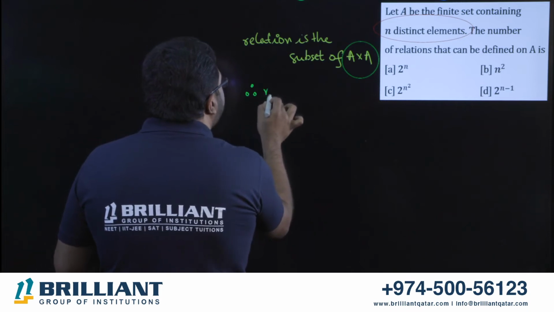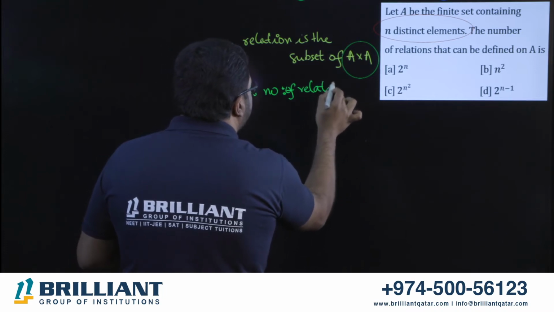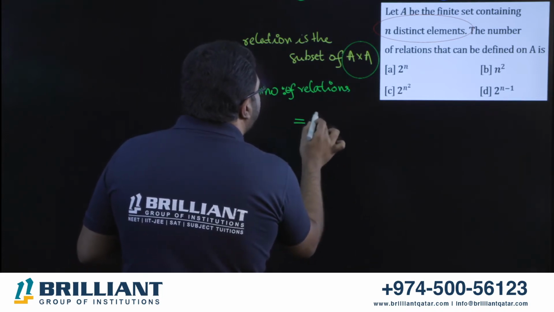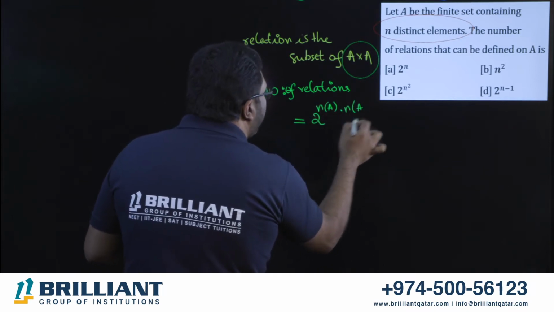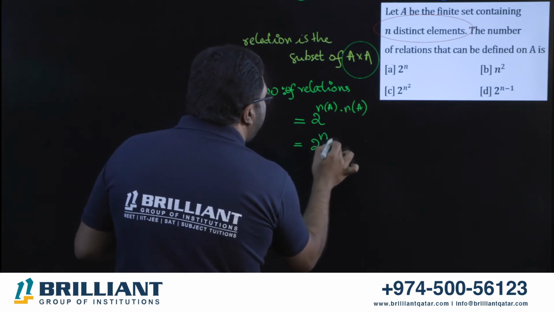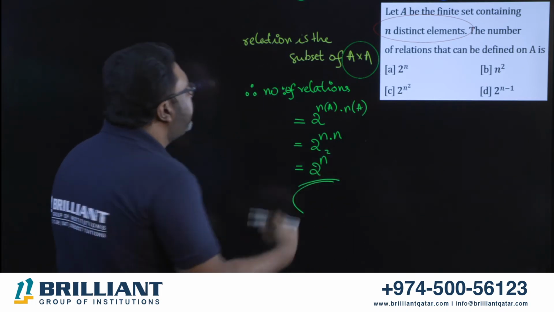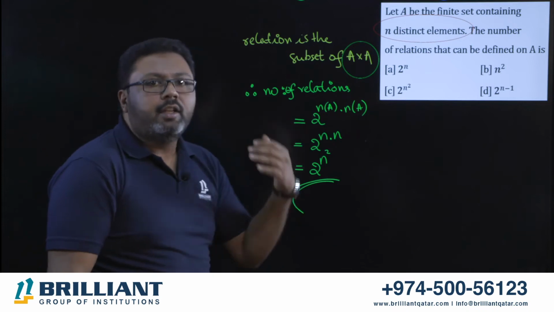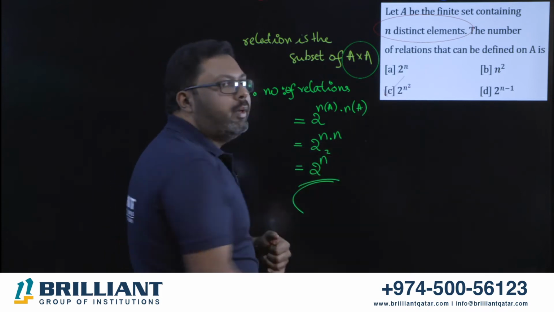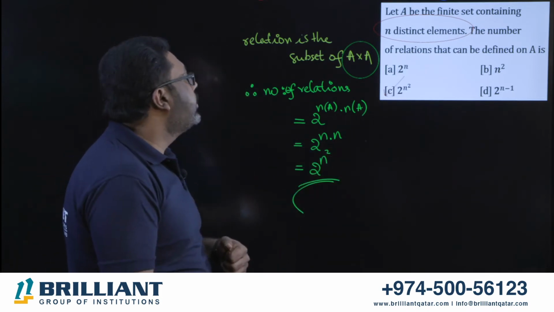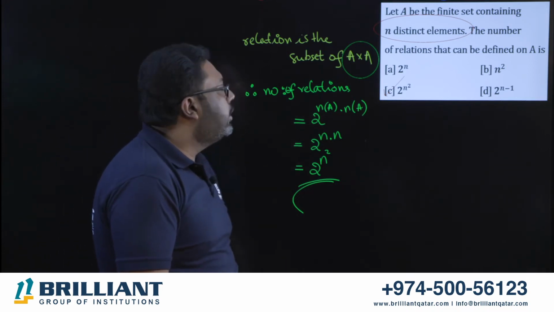Therefore, what is the number of relations? It is equal to 2 raised to the number of elements in A multiplied by the number of elements in A. The number of elements in A is n, so n into n is n squared. So the number of relations from a set A to itself is going to be 2 raised to n squared. That is option C, 2 raised to n squared. Very easy question, a similar question. That's why I did a question like that once again, to make it more clear.